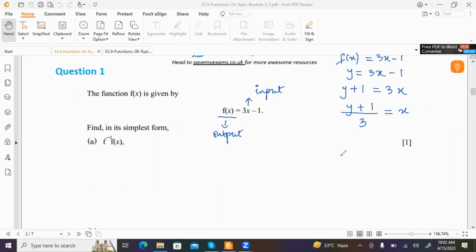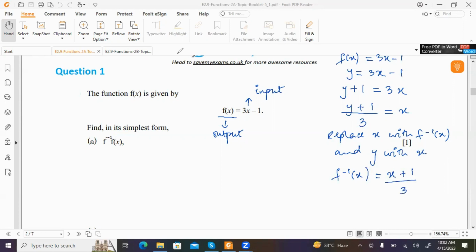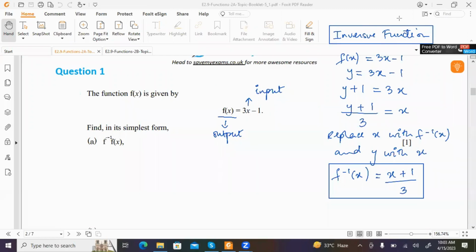Once you've done this, we're going to replace x with f inverse x and y with x. So it's going to be f inverse x equals x plus 1 over 3. This is your inverse function. These are the steps to finding the inverse function.